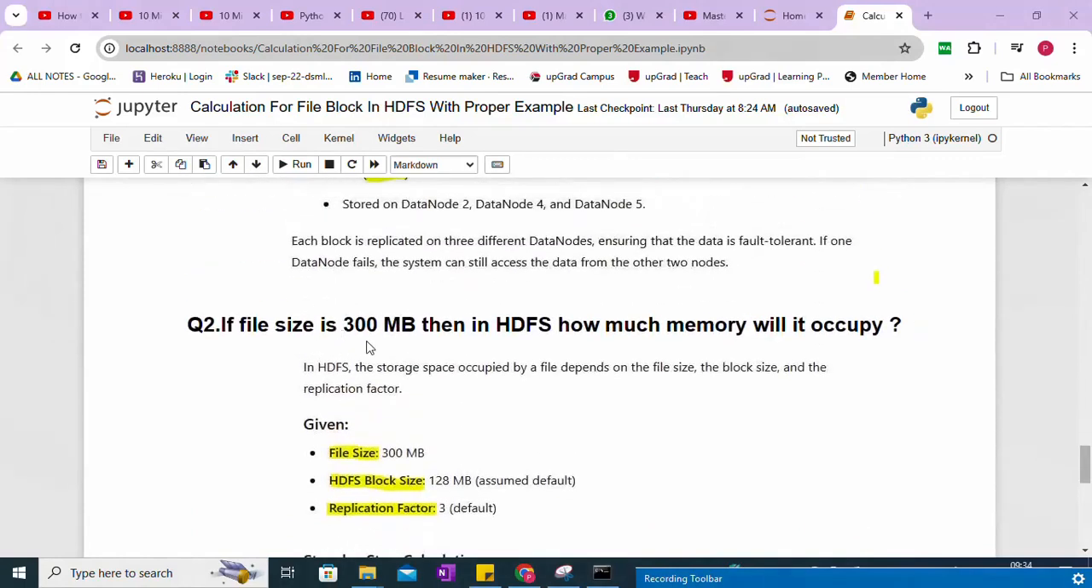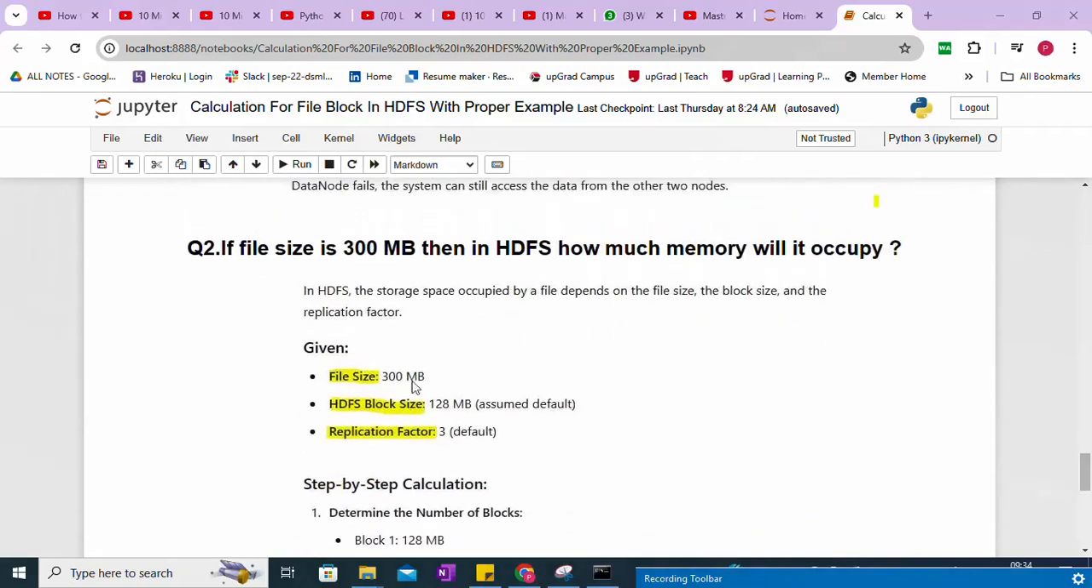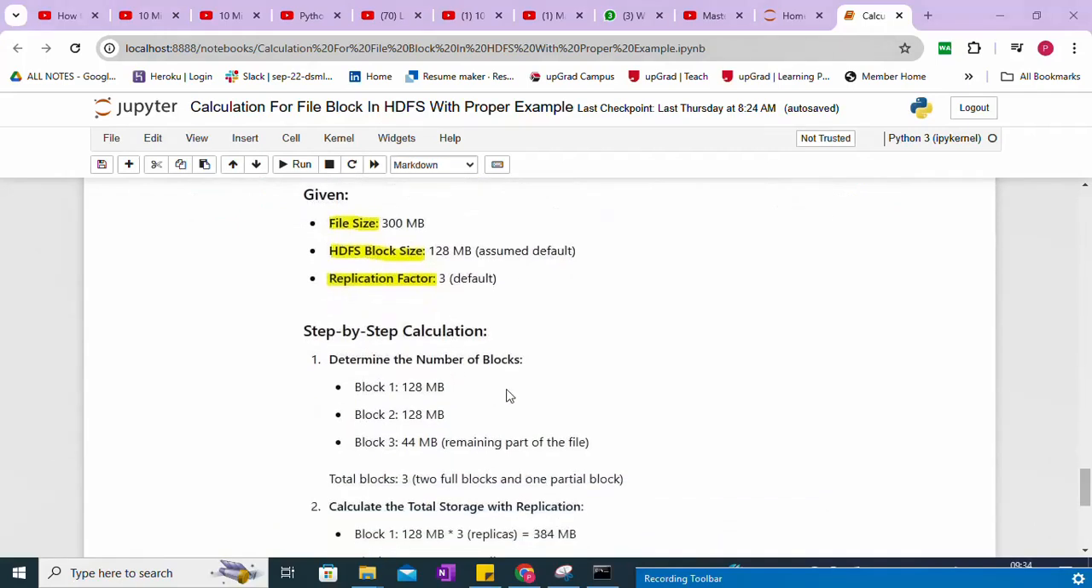Same thing, I also have a question for you. If the file size is 300 MB, then in HDFS, how much memory will it occupy? Just think. So 300 MB file size. Obviously, my default block size is 128 MB. The replication factor is 3. And as you know, only 3 blocks will be created.